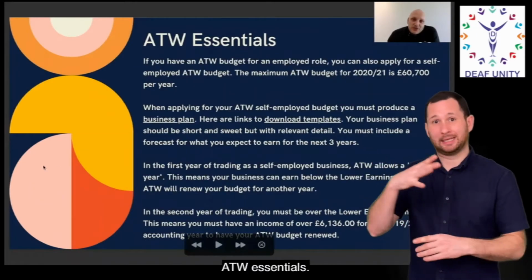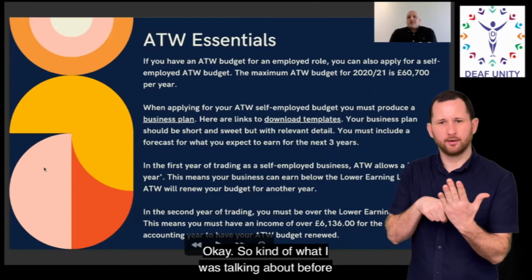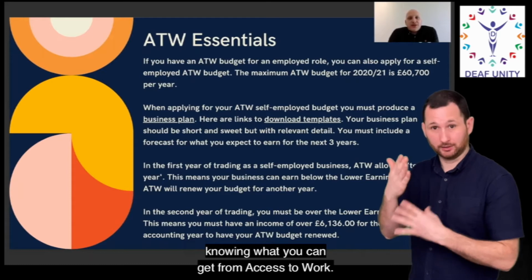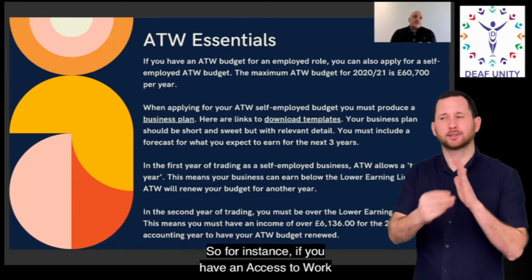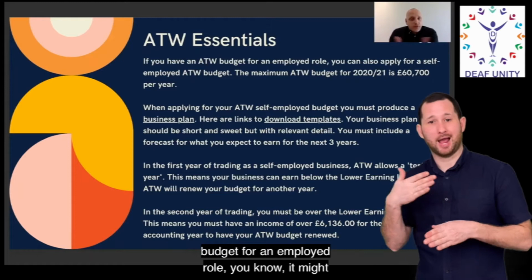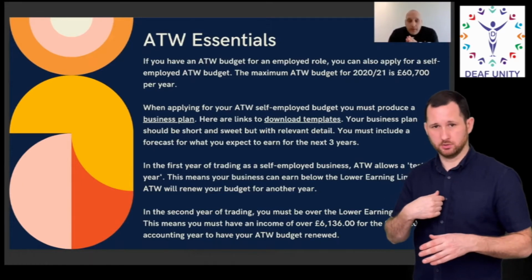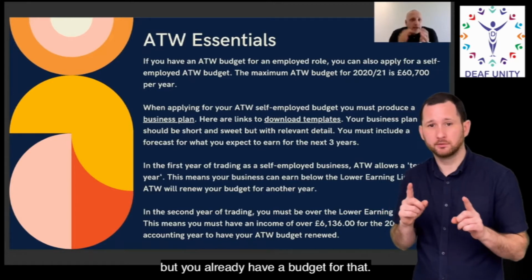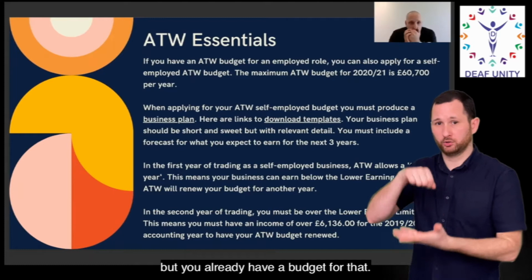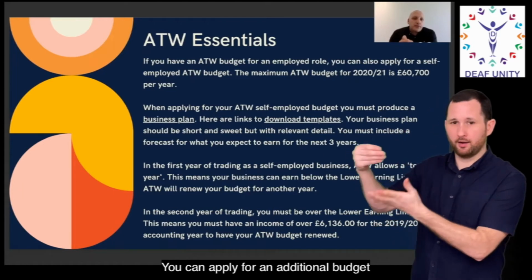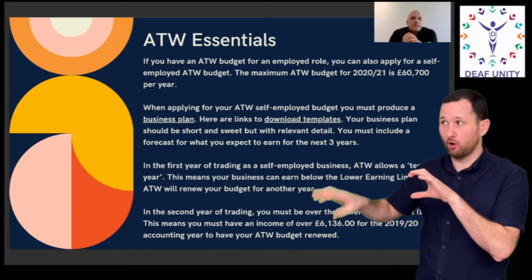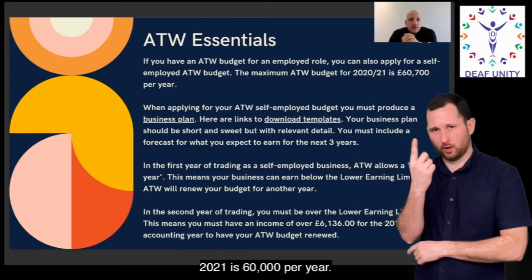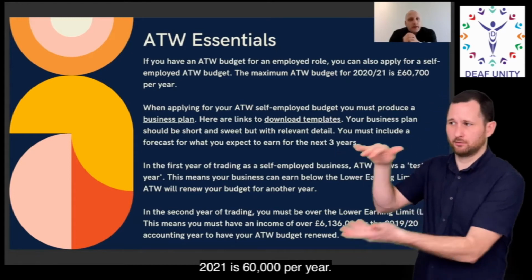ATW essentials. Okay, so kind of what I was talking about before, knowing what you can get from Access to Work. For instance, if you have an Access to Work budget for an employed role, you might be part-time, could be employed, but you already have a budget for that. You can apply for an additional budget for your self-employed company. The maximum ATW budget for 2020, 2021 is 60,000 per year.